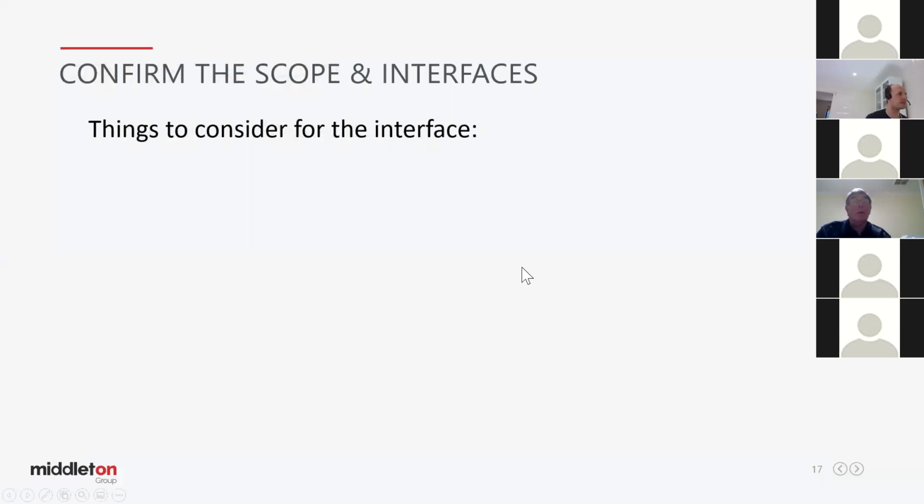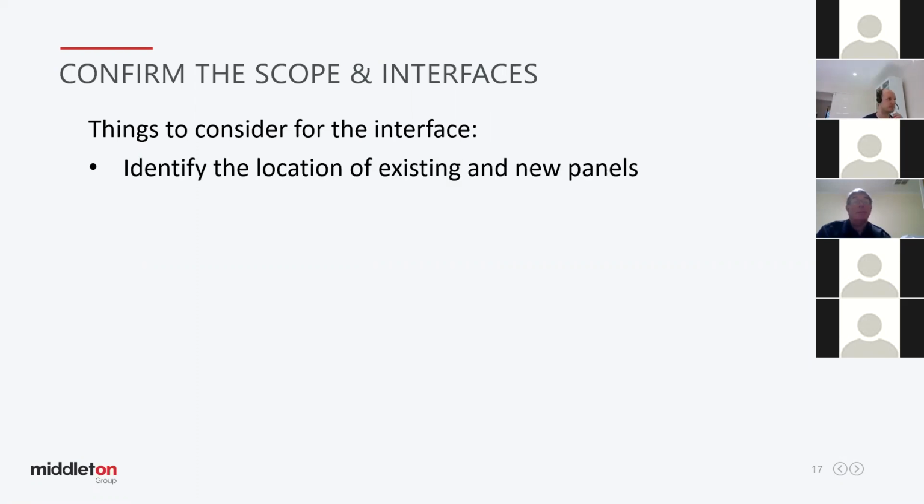All right, so we've stepped through the drawings, we've had a look at our standards, we have a rough idea of what we need to do. The next part is to confirm the scope, lock it down, and work through the interfaces. Now those interfaces can include identifying on the site within the control room where those panels will be situated. That's the new panels, and where the existing panels are currently located.